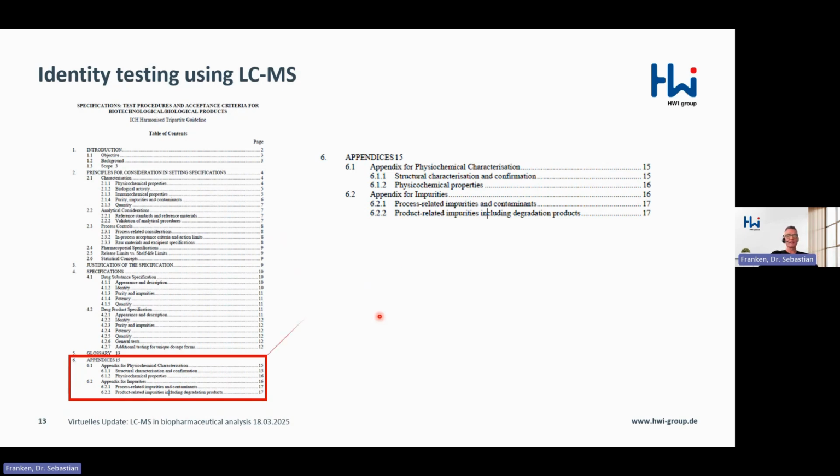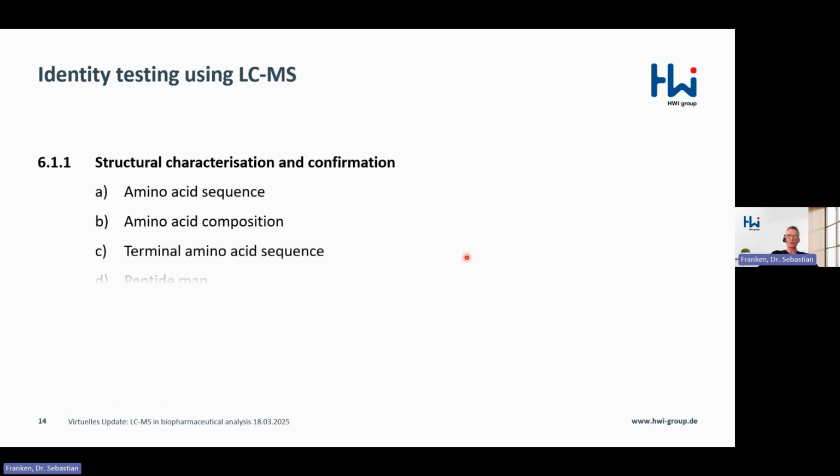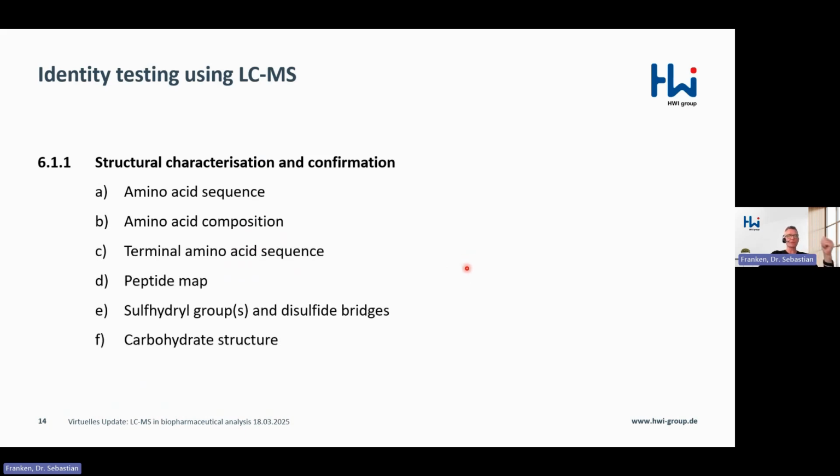And the appendices then tells us that we, for example, have to test structure, or we have to do a structural characterization and confirmation. What does that mean? Under structural characterization and confirmation, we find that we have to address the amino acid sequence, amino acid composition, terminal amino acid sequence, peptide map, disulfide bridges, carbohydrates. You can even make the list longer, but this is what is given in the ICH guideline here.